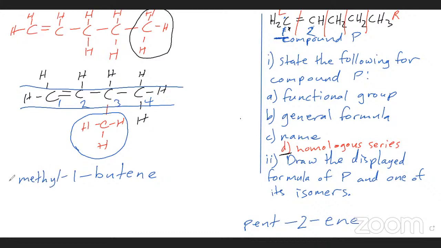Right. So that is 2-methyl-1-butene or 2-methylbut-1-ene. So whichever way you prefer to name the alkene, whether with the number in front of the name or the number in between. Sir, a 2 or a 3? Oh, thank you. 3. All right, so 3-methyl-1-butene.